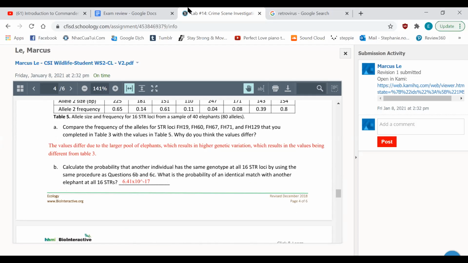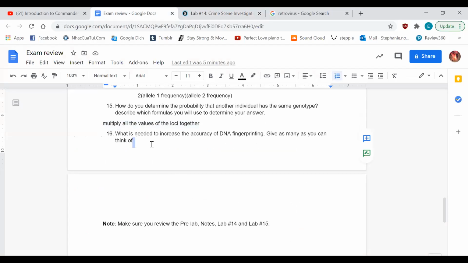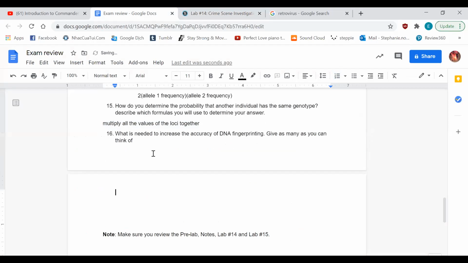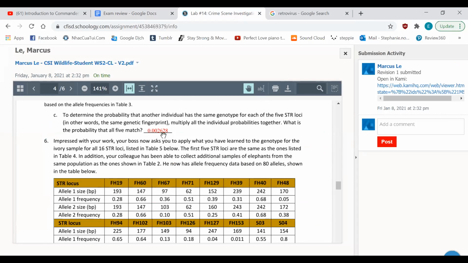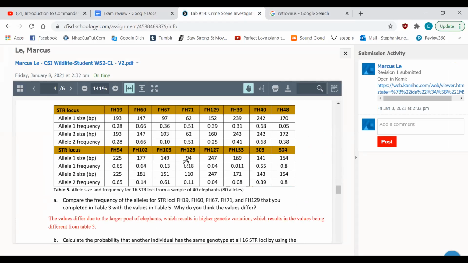But to increase accuracy, as number 16 is asking, use more loci. That's it. You analyze more genes. This number, while it's very, very small, and by very small, I mean 17 orders of magnitude small, is much more accurate than this number. How do I know it's more accurate? We looked at more genes, right? The more genes you analyze, the more accurate you can be.